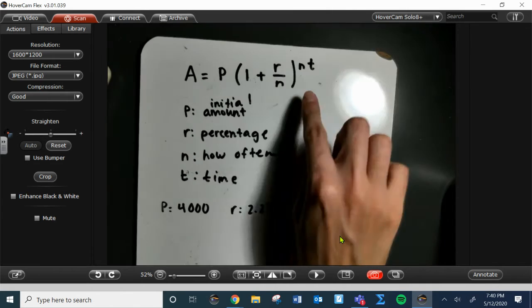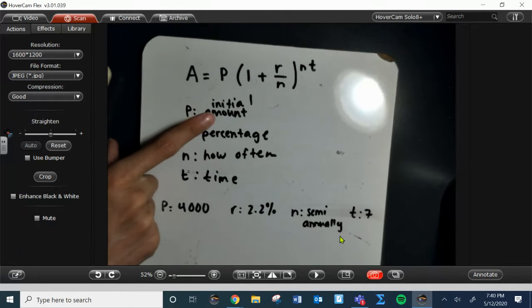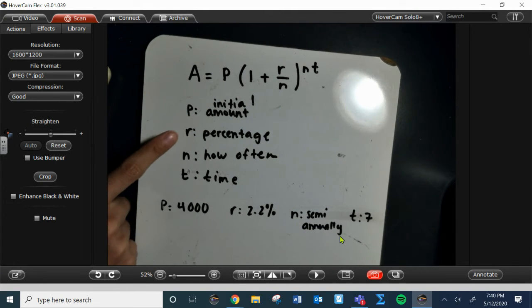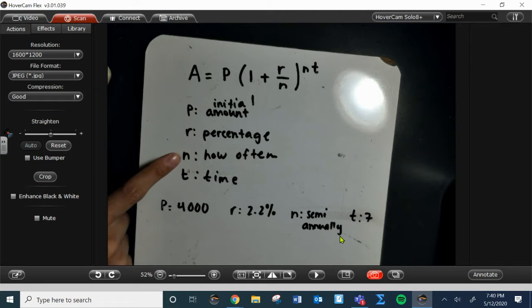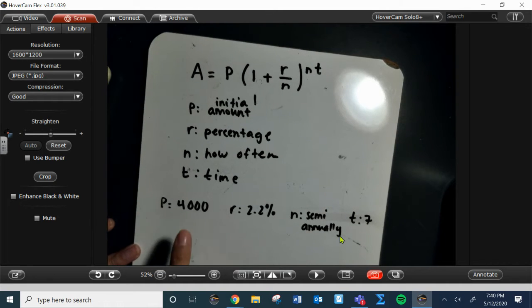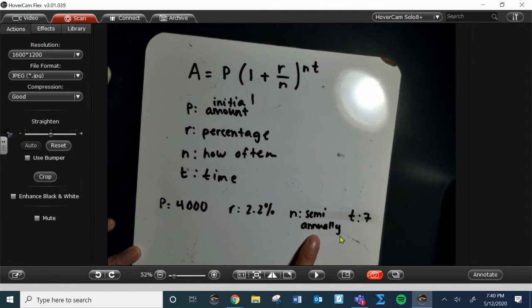Okay, this is the new formula. So P stands for how much money you started off with. R is the percentage. N is how often that's being compounded is the word that they're using. And then T is time like it normally is. And so again, P for us was 4,000. R was that 2.2%. N is going to be from that word semi-annually, compounded semi-annually. And then T is 7. I'll tell you how to figure out what number that is in just a bit.